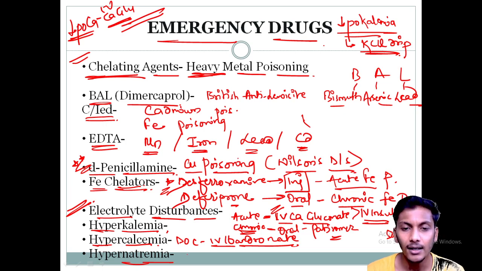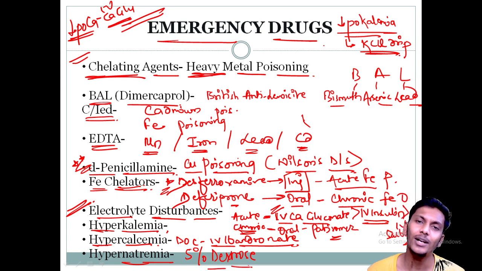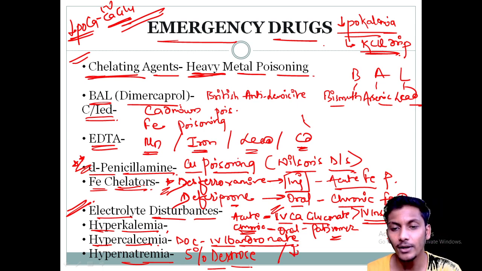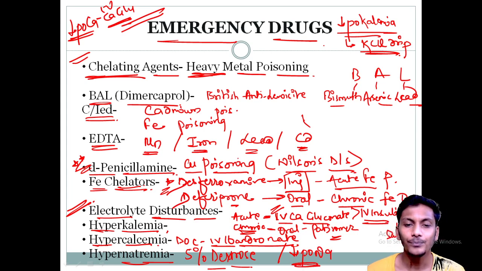So in cases of hypernatremia, the drug which is preferred is 5% dextrose. Please remember, in hypernatremia the sodium levels are more than 158 milliequivalents per liter, and therefore we use 5% dextrose. Whereas in cases of hyponatremia, when the sodium levels are decreased, the sodium levels are less than 125 milliequivalents per liter.